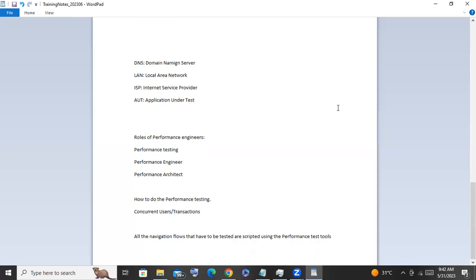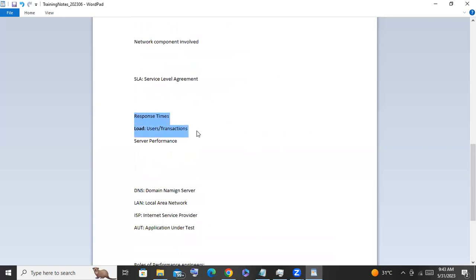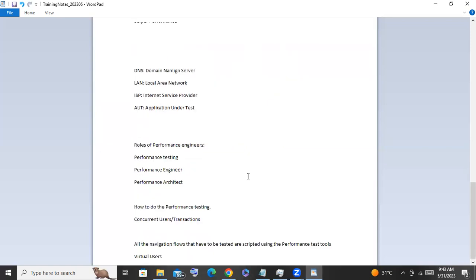Okay, so once all this scripting is done, then using these performance test tools, we would create something called virtual users. These are not real users, guys. These virtual users would try to access the application according to the scripts that you have developed, and get whatever information we require. They would find out the response times when there is load on the server, and we would also be able to understand the server performance. Clear about it, guys? Yes. This is why we use the performance test tools. Right?